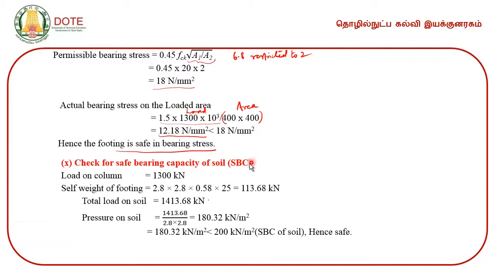And the last check is the safe bearing capacity of soil. Add the self weight of the footing and find the total load on the soil, and calculate the pressure on the soil. If this pressure is less than the safe bearing capacity of the soil, then the soil will not fail, hence the footing is safe. So, this is how we have to perform the checks for the RC column footing.